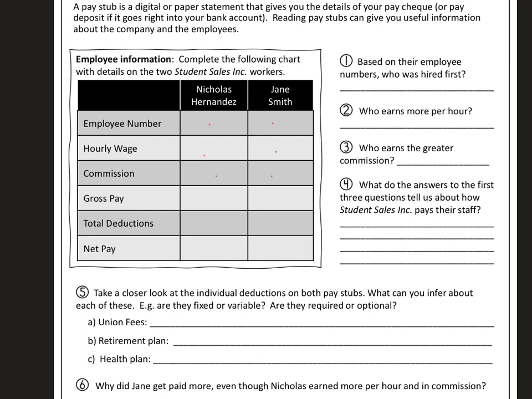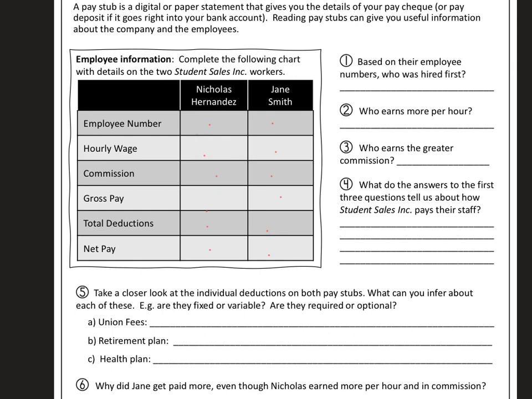Commission. So which one earns commission? Who earns the most commission? Gross pay, their gross pay in each pay stub, the total deductions for each pay stub, and the net pay. And then there's 8 questions based on basically that information up there. You're going to have to extrapolate a little bit.